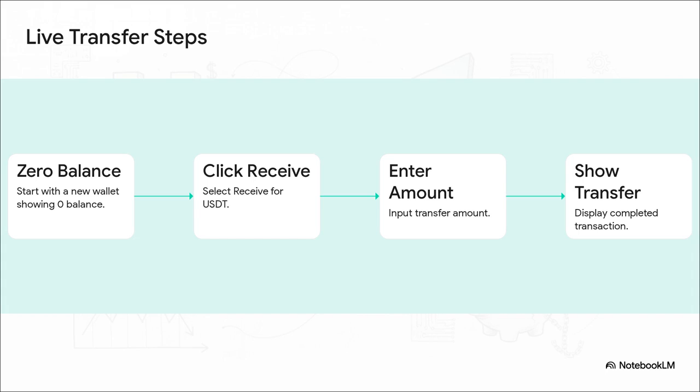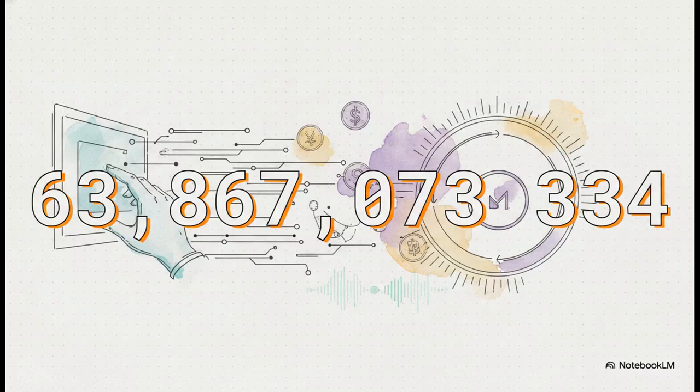Makes sense, right? So by starting at 0, clicking receive, entering the amount, and then showing the completed status, he's attempting to create this airtight, verifiable loop of evidence for his audience. And then he does something quite clever to prove he isn't just playing back a pre-recorded video. He needs a random number to transfer, right? So he spontaneously types in a massive 11-digit number.